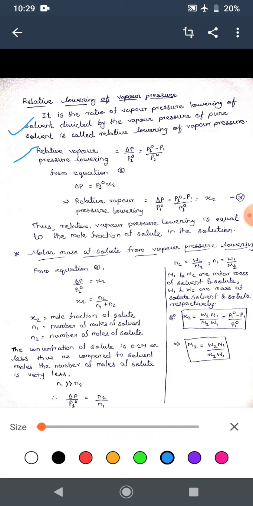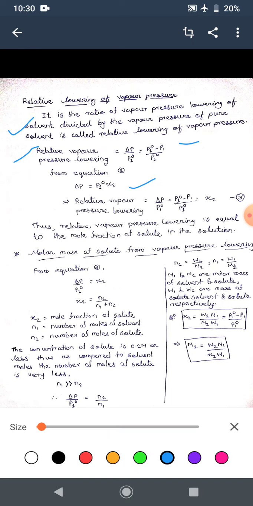Now, from equation 1 we know that delta P is equal to P1 naught minus P1. So, therefore, the relative lowering of vapor pressure becomes delta P upon P1 naught is equal to P1 naught minus P1 upon P1 naught. From equation 2 that we had just derived, delta P is equal to P1 naught into x2. So, in place of delta P we can also write P1 naught into x2.